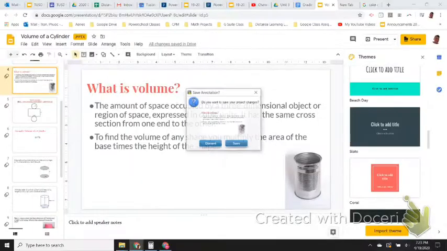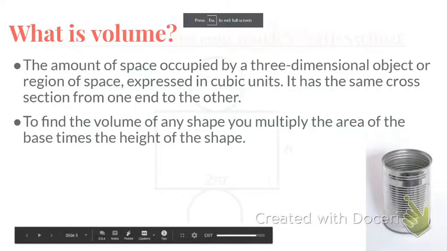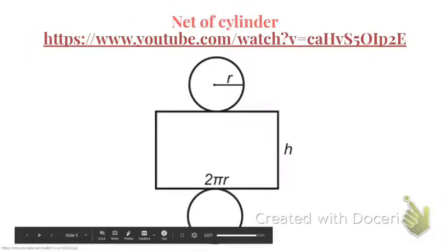Oops. Wrong button here. Bear with me. Okay. So this is the net of a cylinder. Basically, I want to let you guys watch this video. Hopefully the sound is going to play for you and come out on your end. And if it doesn't, you can go through this slideshow and find it on my Haiku page, and you can watch the video for yourself.